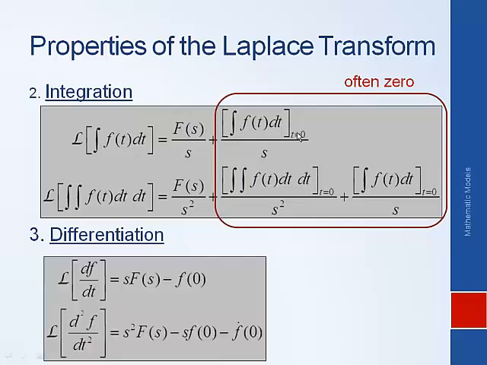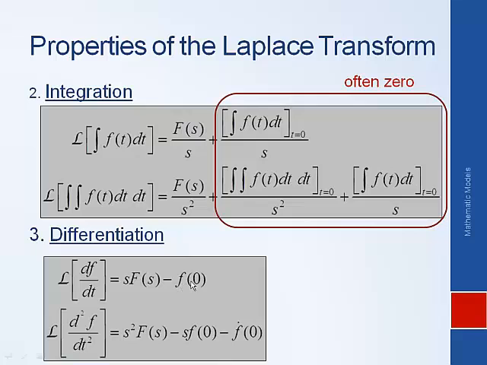Conversely, if you take the Laplace transform of a derivative, instead of dividing by s, it's multiplication by s. So if you have a single derivative, you multiply by a single s. If you have a second derivative, you multiply by s squared, and so on. If you had a third derivative, it would be s cubed, etc.